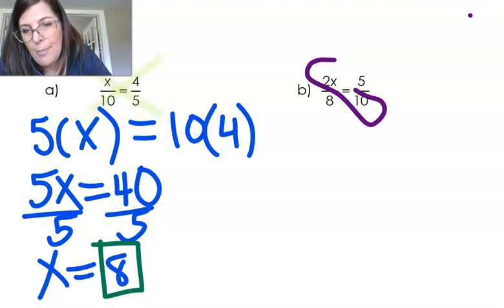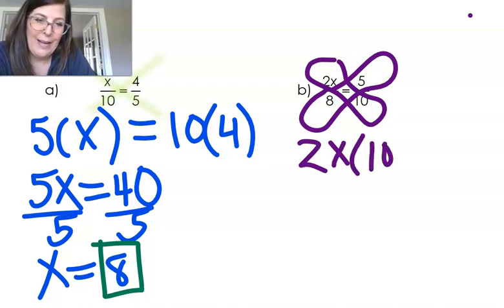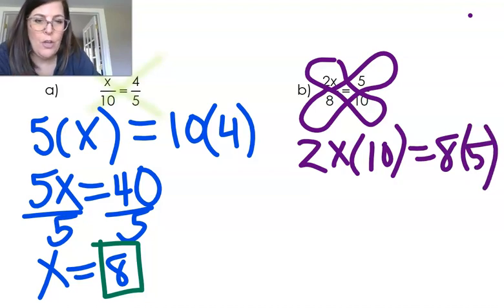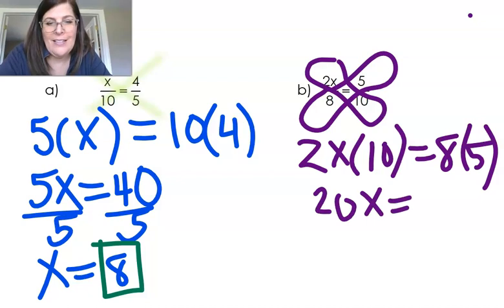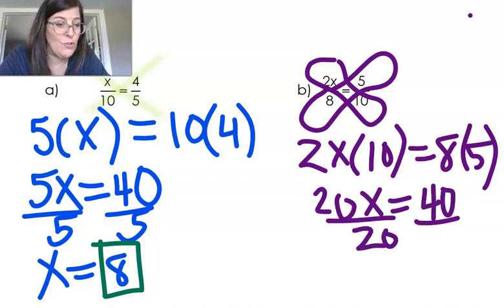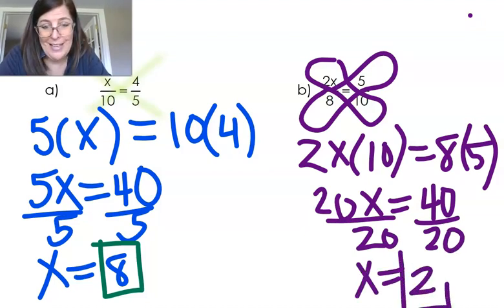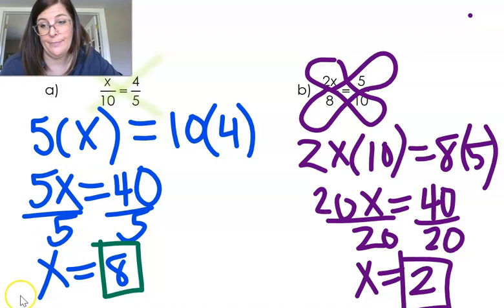Bottom of one side, top of the other. Bottom of one side, top of the other. So, 2x gets multiplied by 10 and 8 gets multiplied by 5. So 2 and 10 make 20x is equal to 40. And you just divide both sides by 20 because you're trying to get x alone, and you get x equals 2. And then in Buzz, there's just a little box, type in the 2. This should be easy to solve and to type the answer in Buzz.